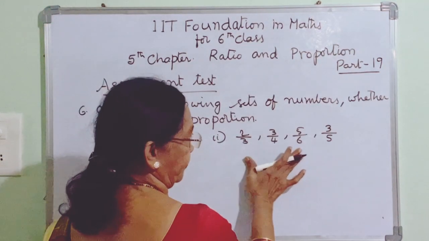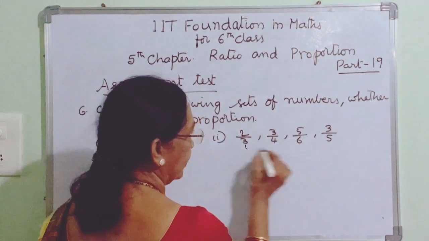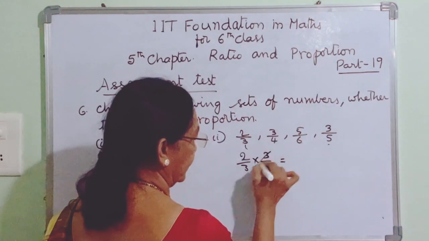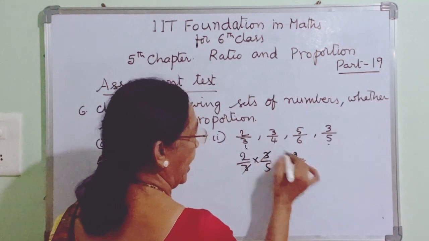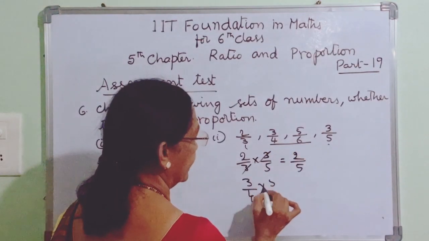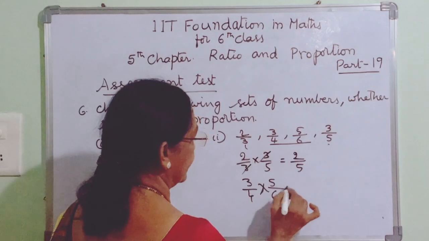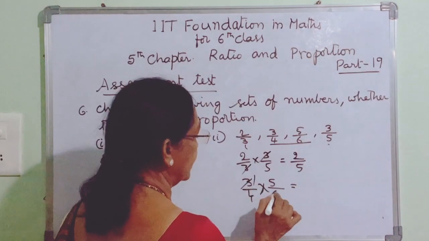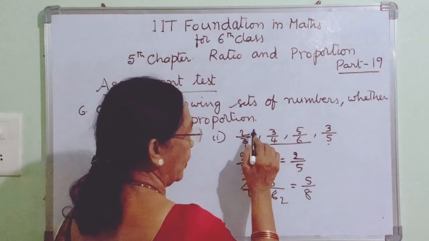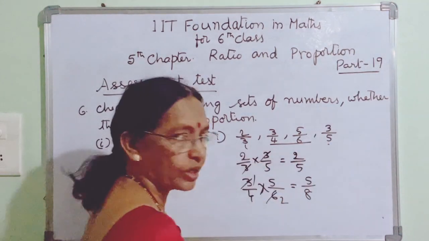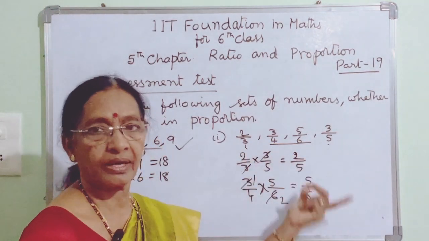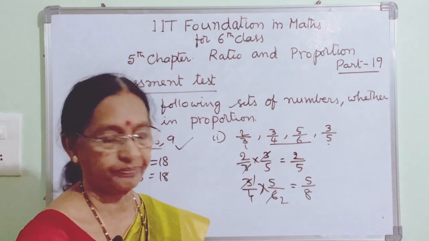Similarly, taking this four set of numbers, the product of extremes 2 by 3 into 3 by 5 is equal to 3 gets cancelled, 2 by 5. And the product of means 3 by 4 into 5 by 6 is equal to 3 ones, 3 twos is equal to 5 by 8. So the product of extremes is not equal to the product of means. Therefore, this set of numbers in this order are not in proportion.